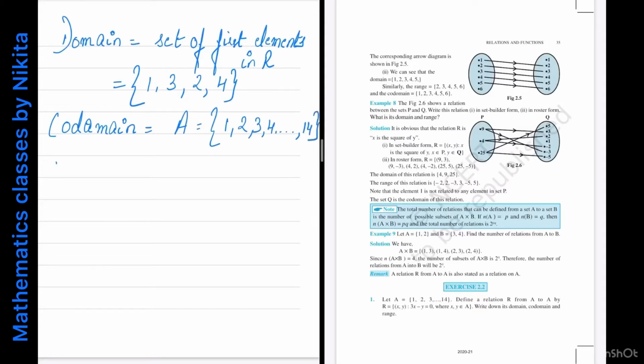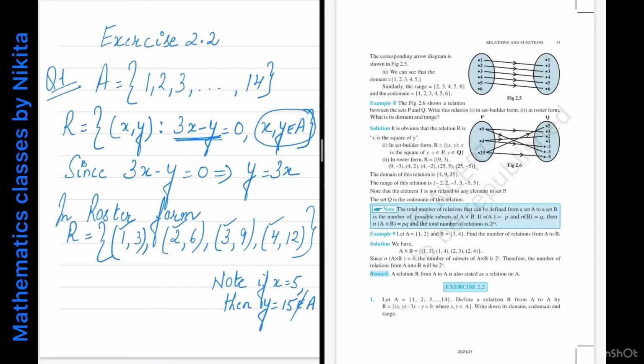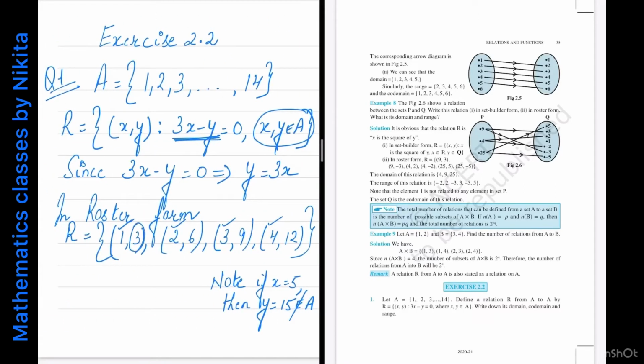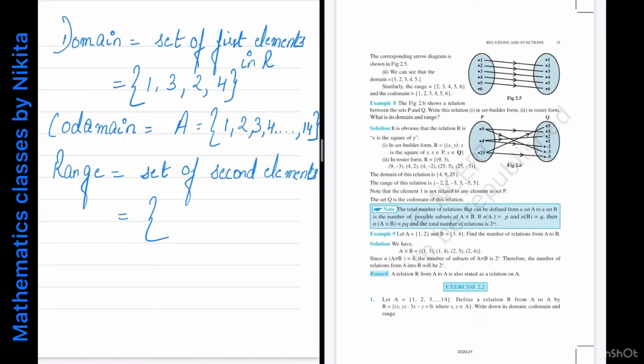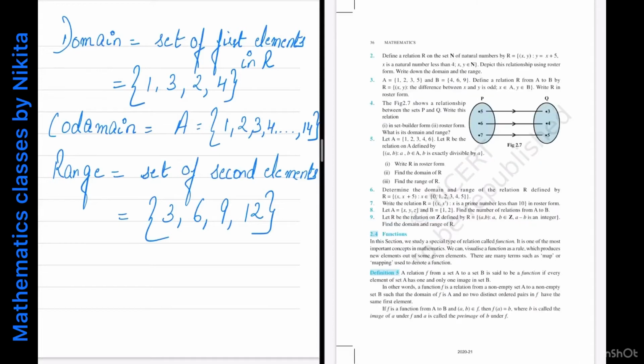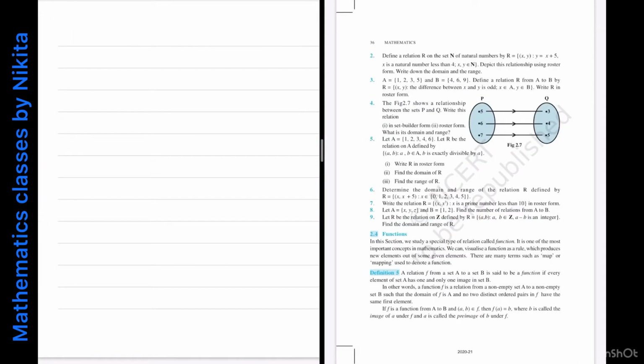Now next you have to find the range of the relation R, and range is nothing but the set of second elements. Now see the relation R. The second elements are 3, 6, 9 and 12. So therefore I will get {3, 6, 9, 12}. So this is your range, and we are done. Now let's see question number 2.